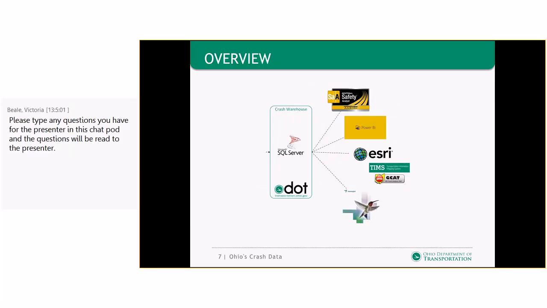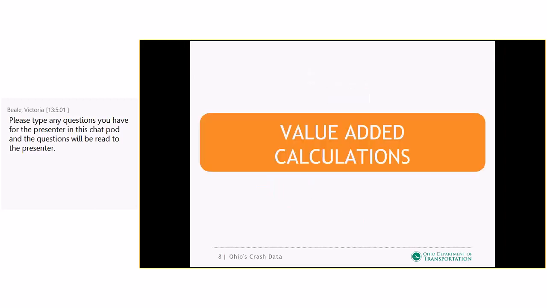Ultimately, we serve this stuff out to lots of different tools: Safety Analyst, hopefully Power BI in the future, GCAT and TIMS, and then our BI reporting tool that we use internally. So there's a lot of work in the middle, and then you can just keep adding on different tools at the end.